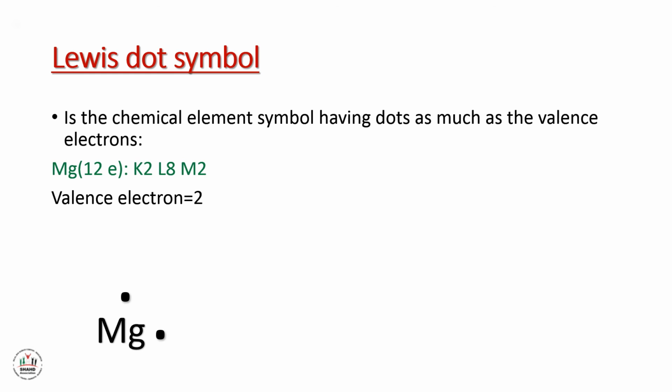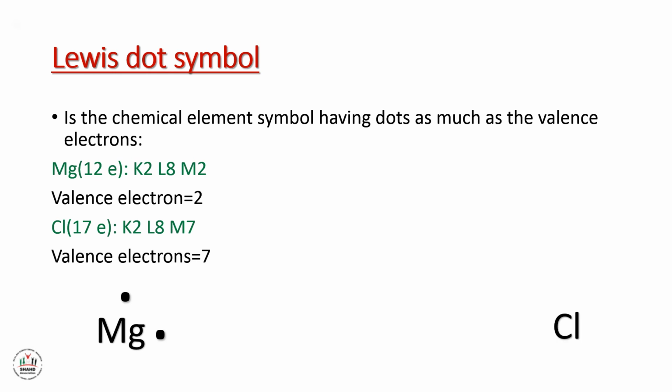Let's take another example. The chlorine atom, K2, L8, M7. It has a valence electron of 7. So we write the chlorine symbol, Cl, and we write 7 dots clockwise or counterclockwise. So 1, 2, 3, 4, 5, 6, 7.